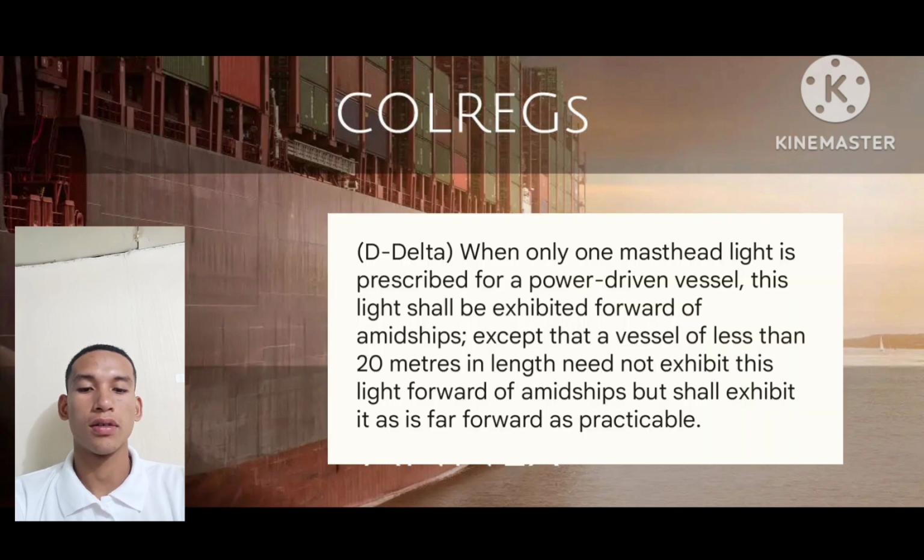D is for Delta. When only one masthead light is prescribed for a power-driven vessel, this light shall be exhibited forward of amidships, except that a vessel of less than 20 meters in length need not exhibit this light forward of amidships, but shall exhibit it as far forward as practicable.